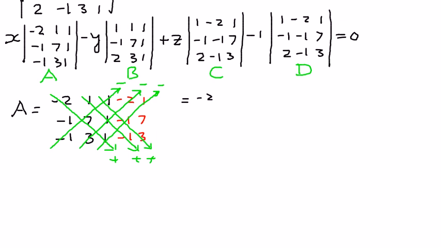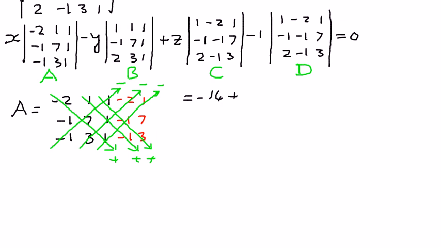Negative 2 times 7 times 1. Let's skip one step in here and then write it out as follows. Since we know our multiplication table, negative 2 times 7 is negative 14. Negative 14 times 1 is negative 14.